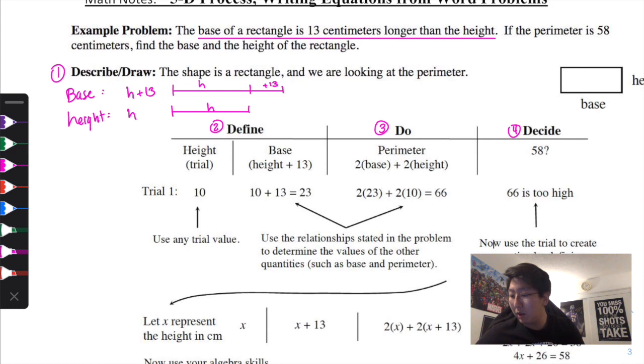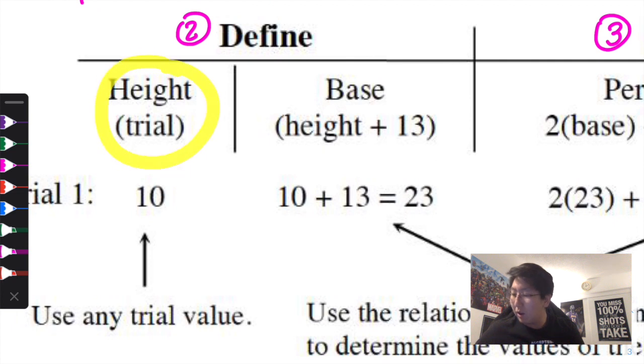So we went ahead and gave it a variable. And that's the idea that we learned last time. Now in the define, all we're going to do is define the two portions, the height and the base. Here, the height is, we don't know it. And the base is going to be whatever the height is plus 13.